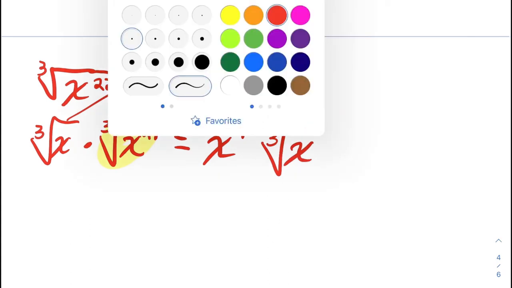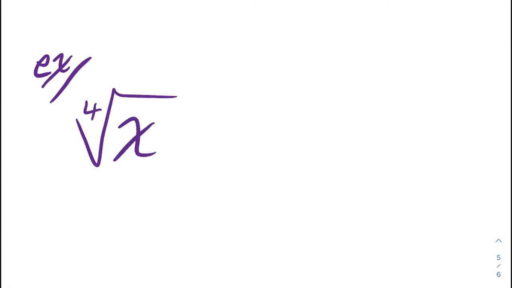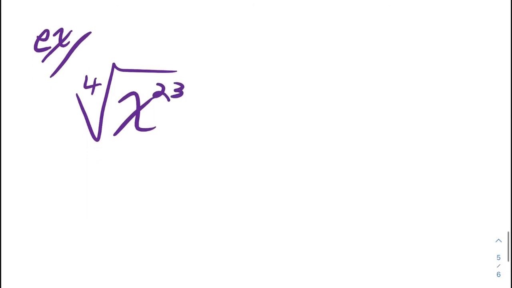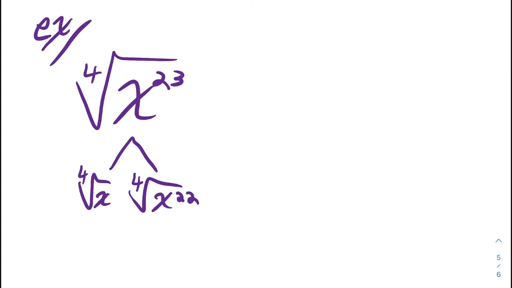Alright, before we go on, let's just do one more. What if we were stepping it up a notch? What if it were the fourth root now of x to the power of, let's say, 23? So I'm going to split this up until I find a power of x that's divisible by 4. So let me see, 23 isn't divisible by 4, so I'll start with the fourth root of x times the fourth root of x to the 22nd.